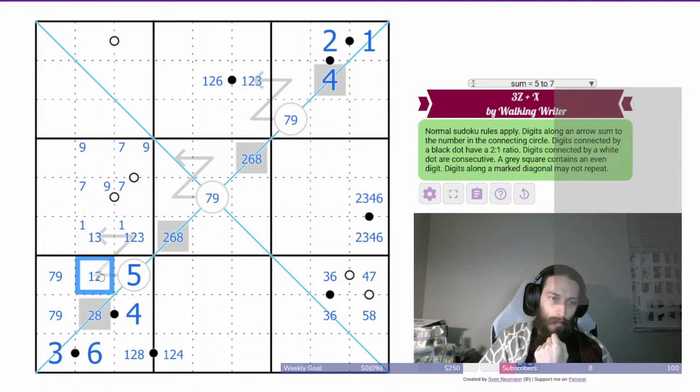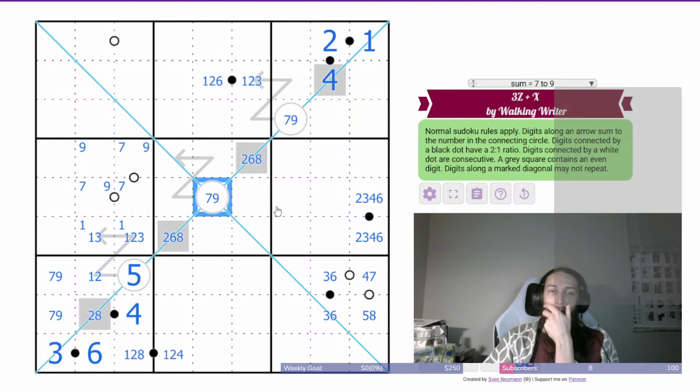Does this fix anything up here? If this is a 1, then I have to do a 1, 3, which places a 1 here. If this is a 2, then this has to be a 1, 2, making that a 1. Never mind. Okay. Didn't do what I thought it was doing. Six has to be one of those. That doesn't impact 7 or 9 that much.